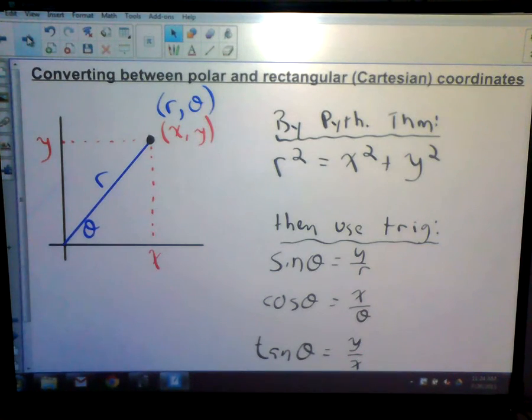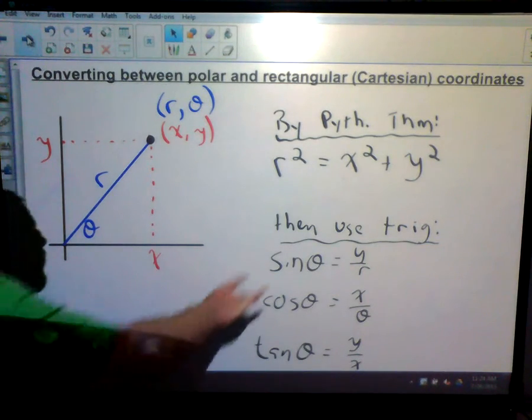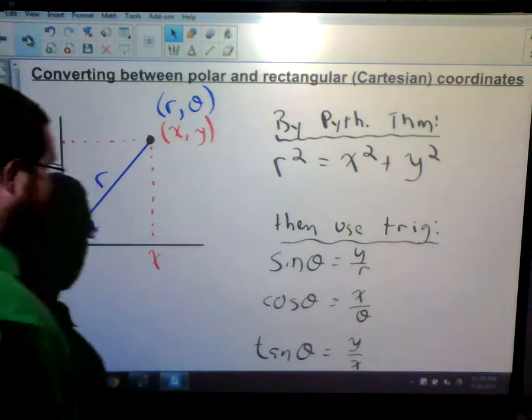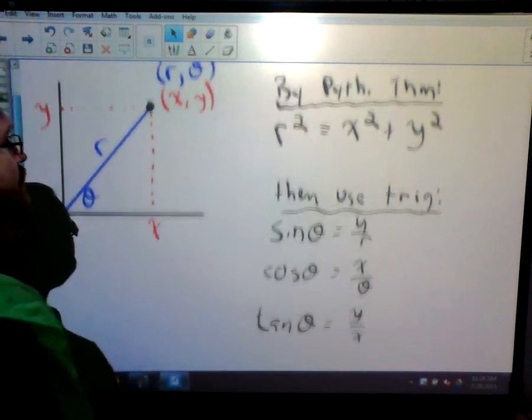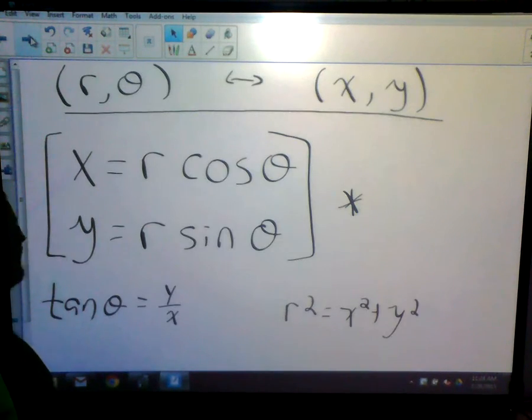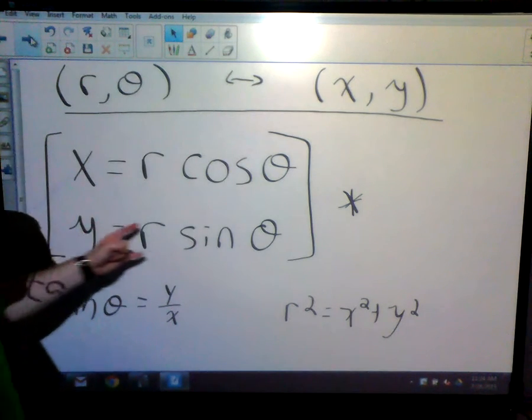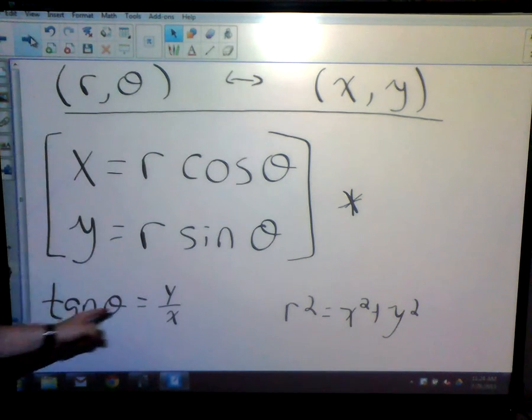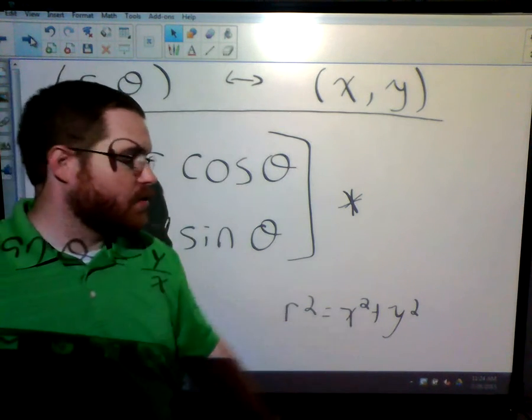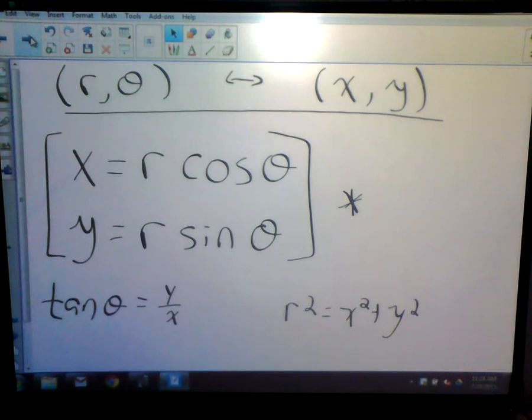Here's some basic information you need to know. R squared equals x squared plus y squared. And then this basic information. Really the information you need is this. X equals r cosine theta. Y equals r sine theta. Tan theta equals y over x. And r squared equals x squared plus y squared. We will use those 4 pieces of knowledge to convert between polar and rectangular coordinates.